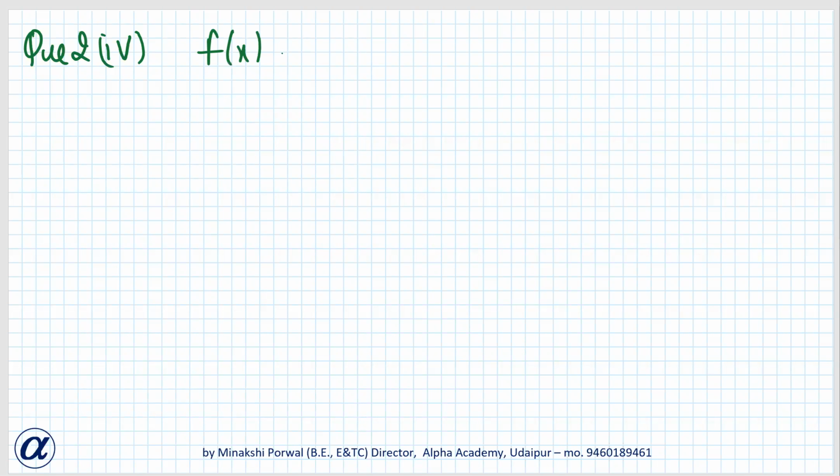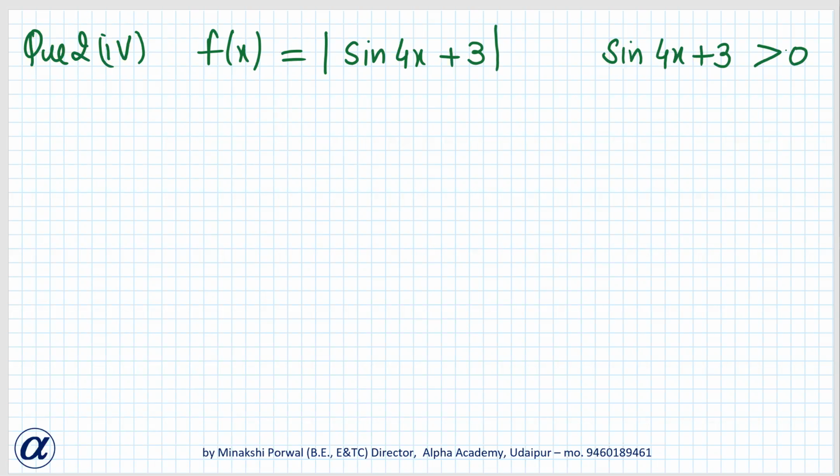f(x) equals mod of sine 4x plus 3. Okay. If it is mod of sine 4x plus 3, then sine of 4x plus 3, its mod will always be positive. Mod of something will always be positive. Okay. So f(x) is equal to sine 4x plus 3. We can take it this way only.